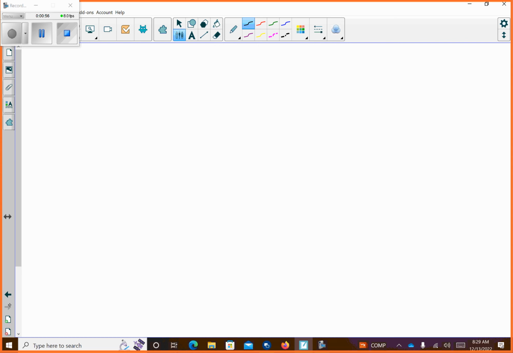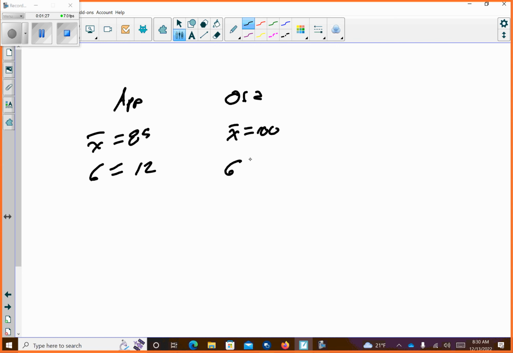Okay, obviously we're combining different things. Assume we have apples with a weight of 85 grams, standard deviation of 12. We also have oranges that have a weight of 100 grams, standard deviation of 16. So apples mean 85, standard deviation is 12. Oranges have a mean of 100 and a standard deviation of 16.